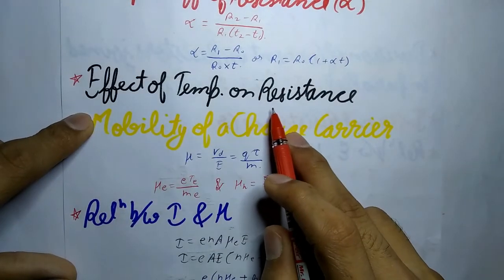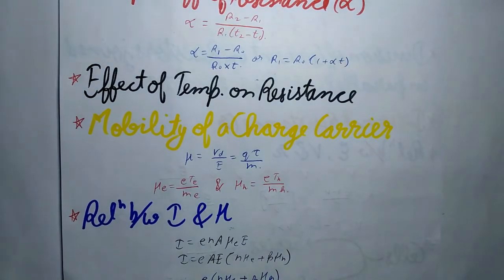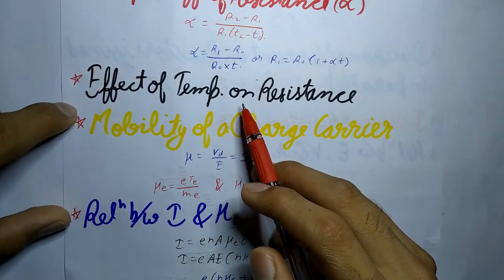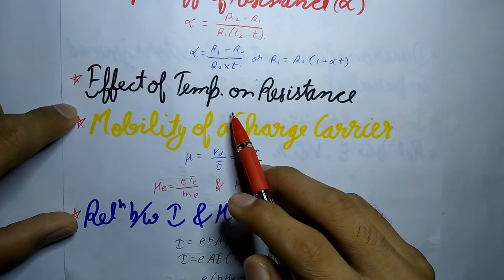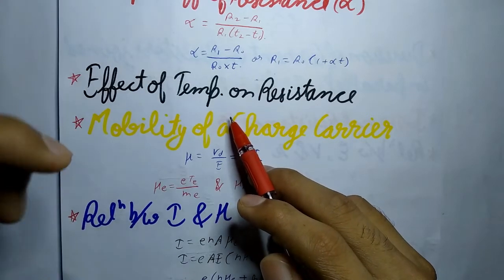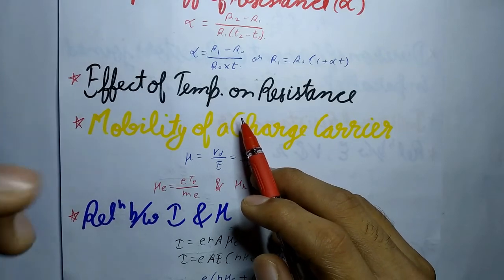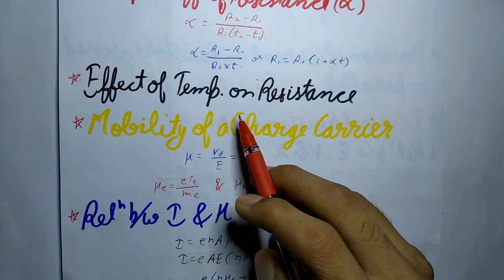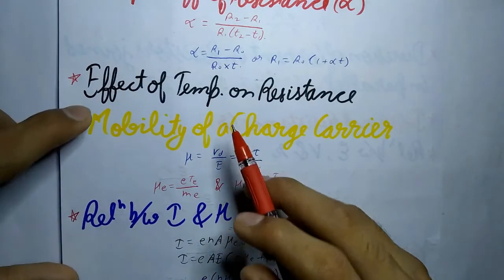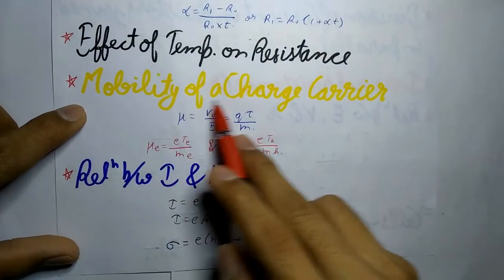Now effect of temperature on resistance. For metals, alpha is positive. The resistance of metals increases with increase in temperature, and for semiconductors and insulators alpha is negative, so their resistance decreases with increase in temperature. And for alloys like constantan and manganin, the temperature coefficient of resistance alpha is very small, so they are used to make standard resistors.